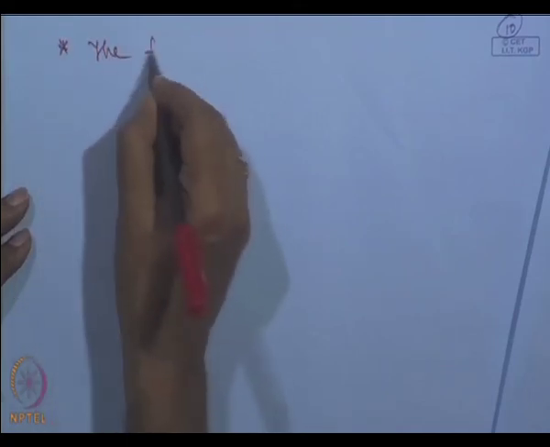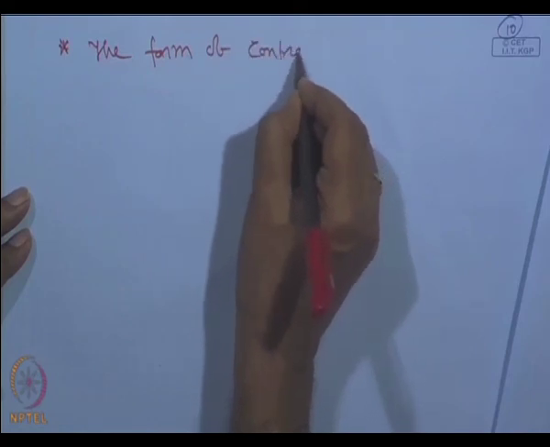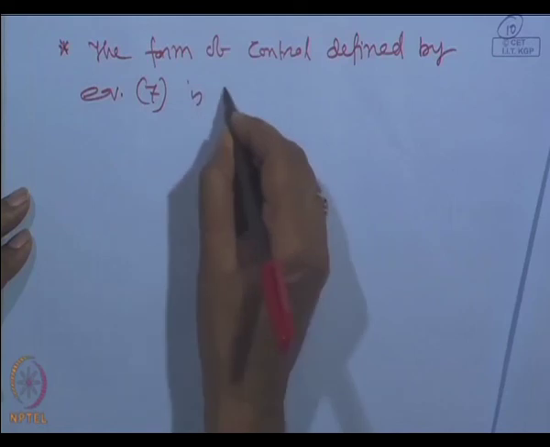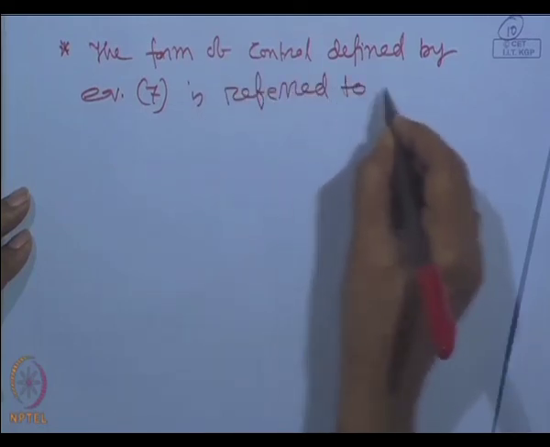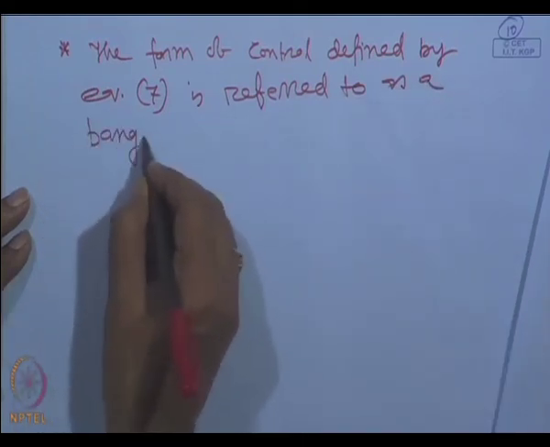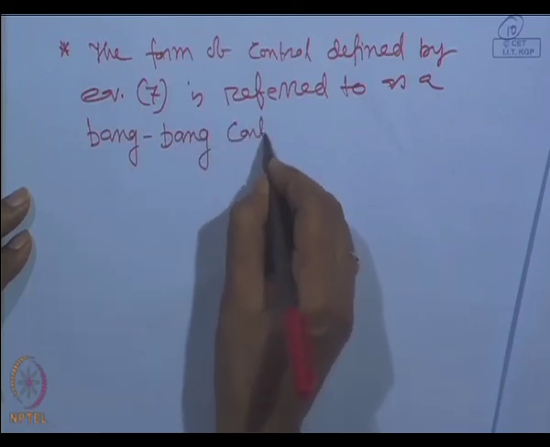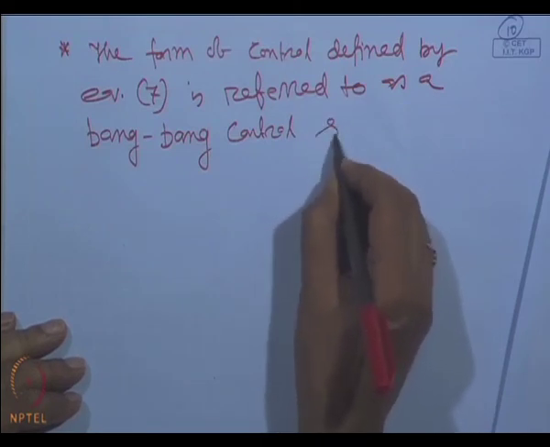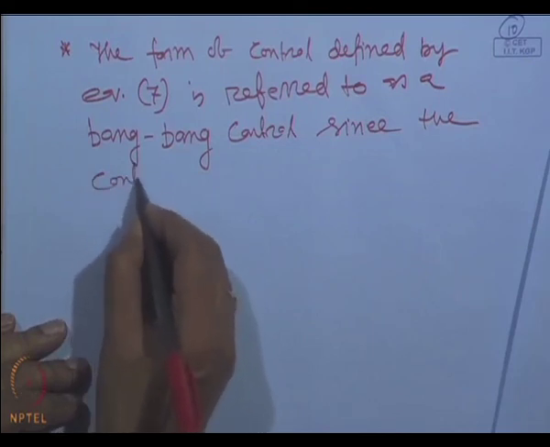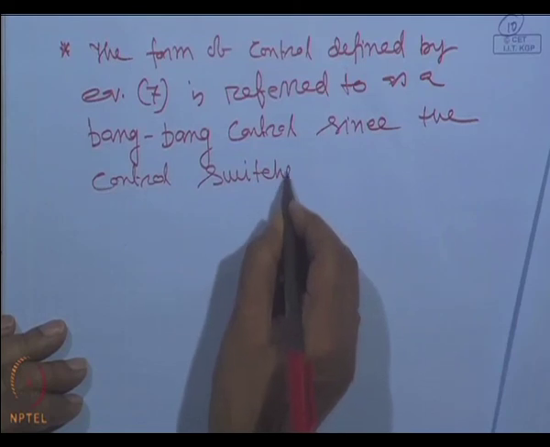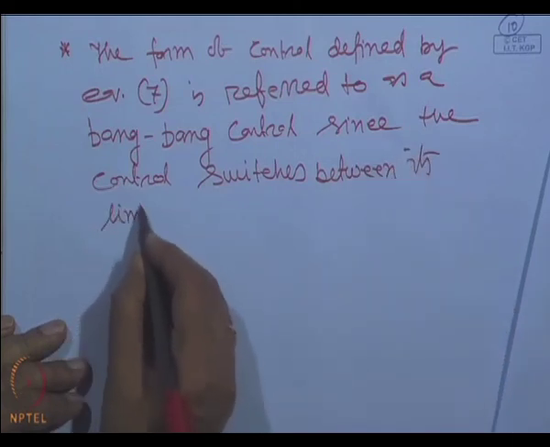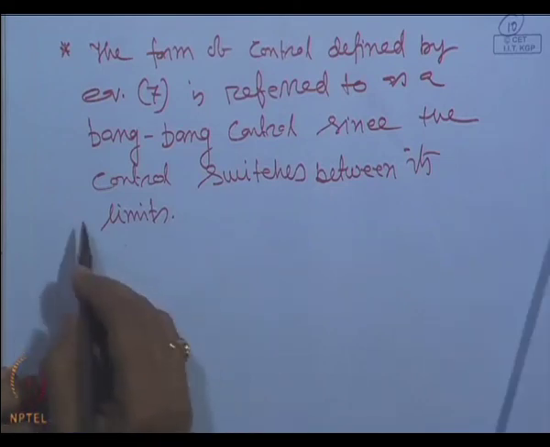So the form of control defined by equation 7 is referred to as bang bang control, since the control switches between its limits. Agree? So this is called the bang bang control.